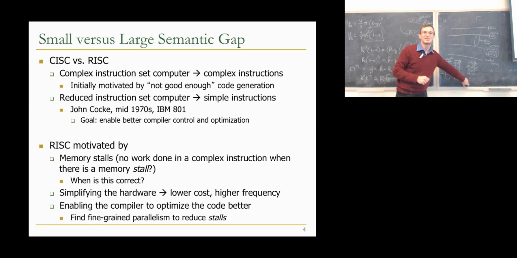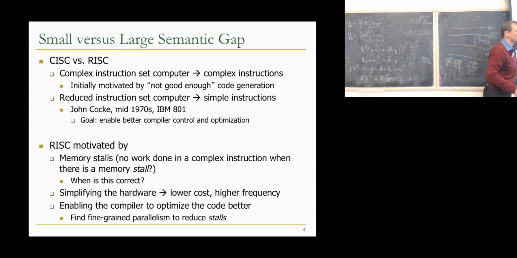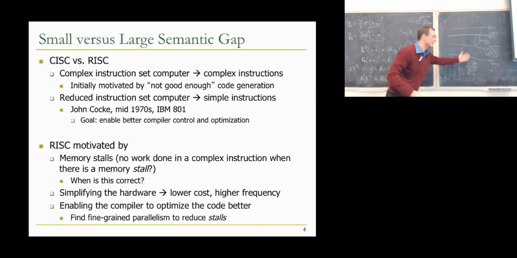Does that make sense? So you'll see a lot of these concepts coming together later on toward the course, but this was the initial motivation for RISC. And that's a great motivation, right? Because now the compiler has a lot of control. It can enable much better performance.